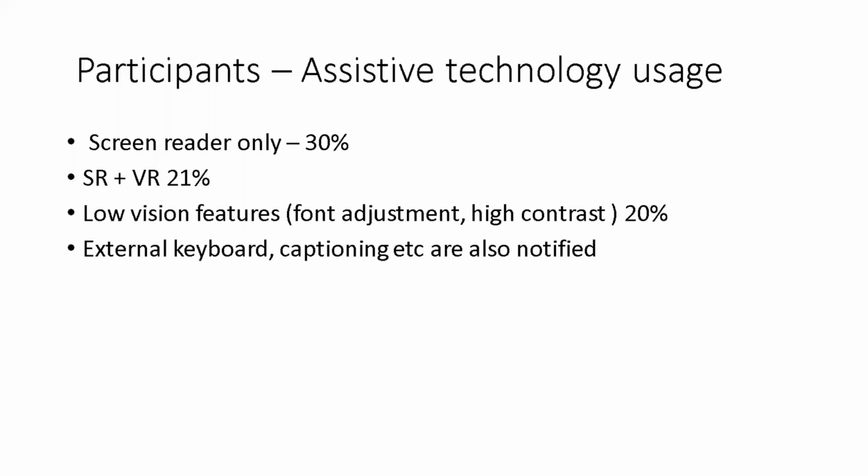The usage of assistive technology by the respondents: only 30% of the people indicated that they use only a screen reader as a feature. Screen reader plus voice recognition is 21%. We did ask a question for voice recognition because there are a fairly good number of applications like Siri, and of course dictation, with which people try to do some things on their mobile applications, like typing a message or filling in a form, etc.